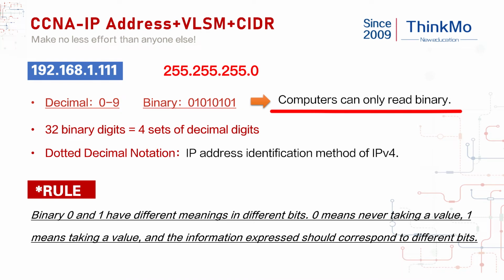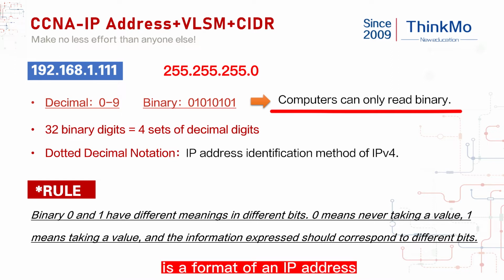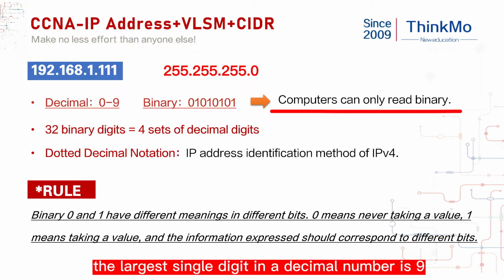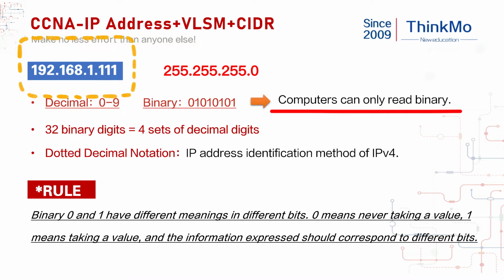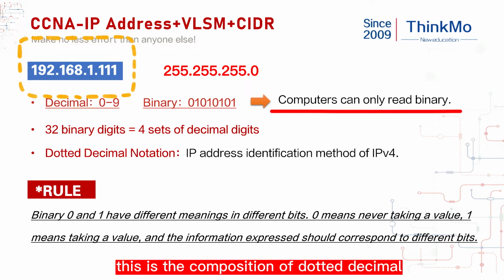First of all, you need to know that a 32-bit binary number is the format of an IP address. We can write it as 4 sets of decimal numbers. The largest single digit in a decimal number is 9. Everyone can see a total of 4 groups: 192, 168, 1 and 111, separated by 3 dots. We refer to this format as dotted decimal. This is the composition of dotted decimal.